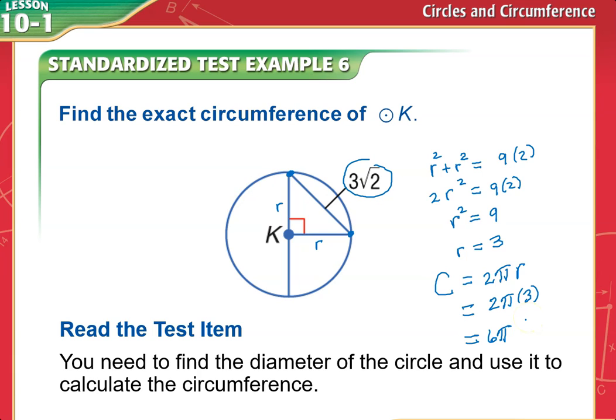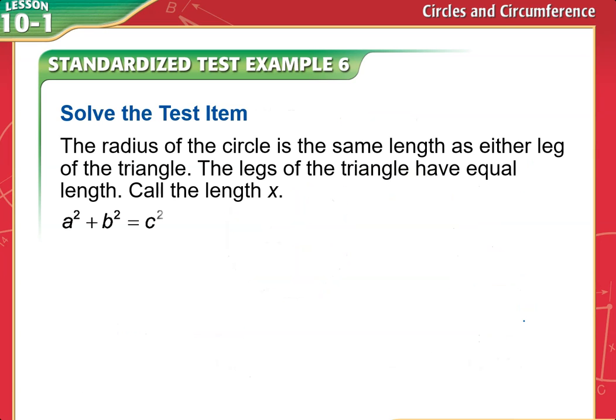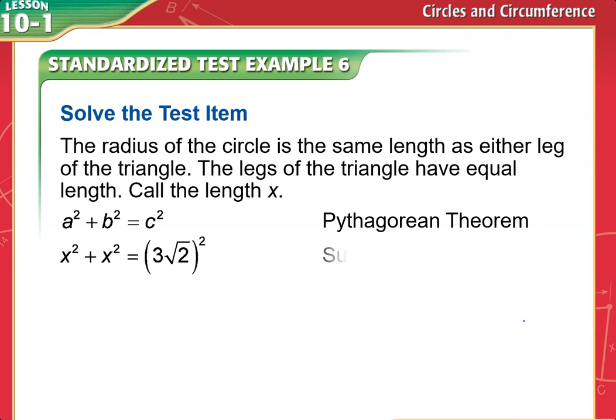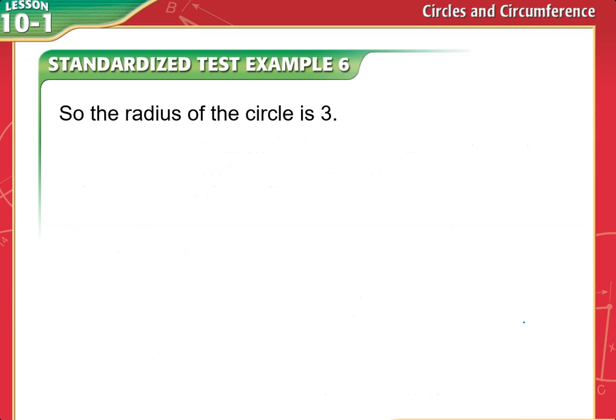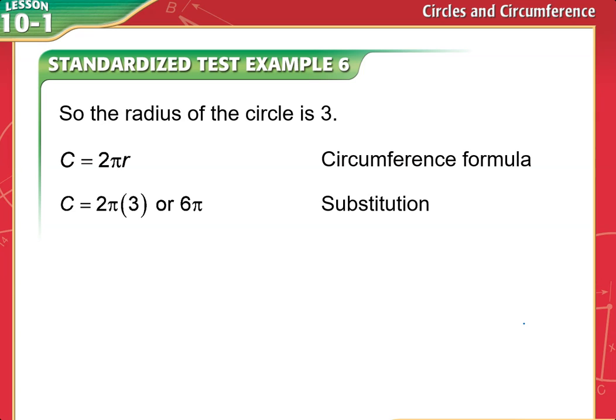You need to find the diameter of the circle and use it to calculate the circumference. Well, we found the radius instead. So the radius of the circle is 3. We can use 2 pi r, or 6 pi. Therefore, our answer is 6 pi, just like we got.